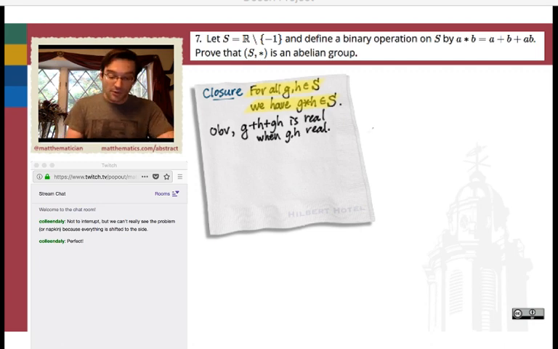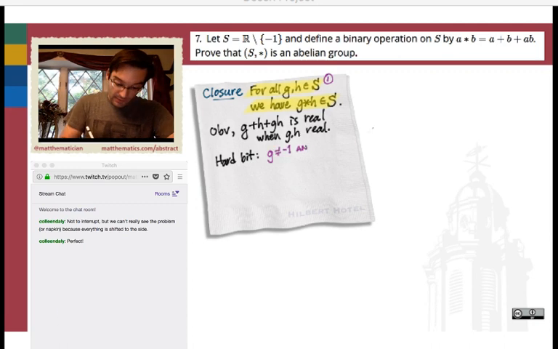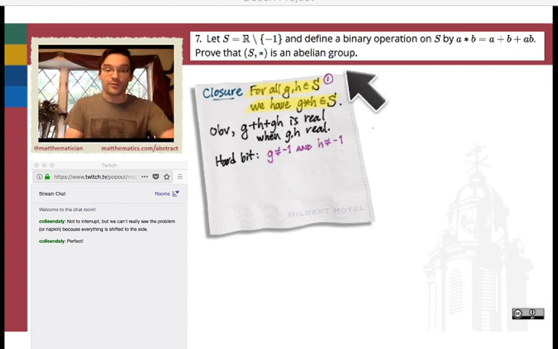The interesting part is that we have to show not only that they're real, but they belong to S, this particular subset of the real numbers. And this subset is characterized by the fact that it does not include a single real number. It includes every real number but -1. So really the hard bit is what we're really trying to show here. If G and H belong to S, then let me translate that. G and H belonging to S means that G is not equal to -1 and that H is not equal to -1. So those are the things that we're assuming in this first step of closure, right?